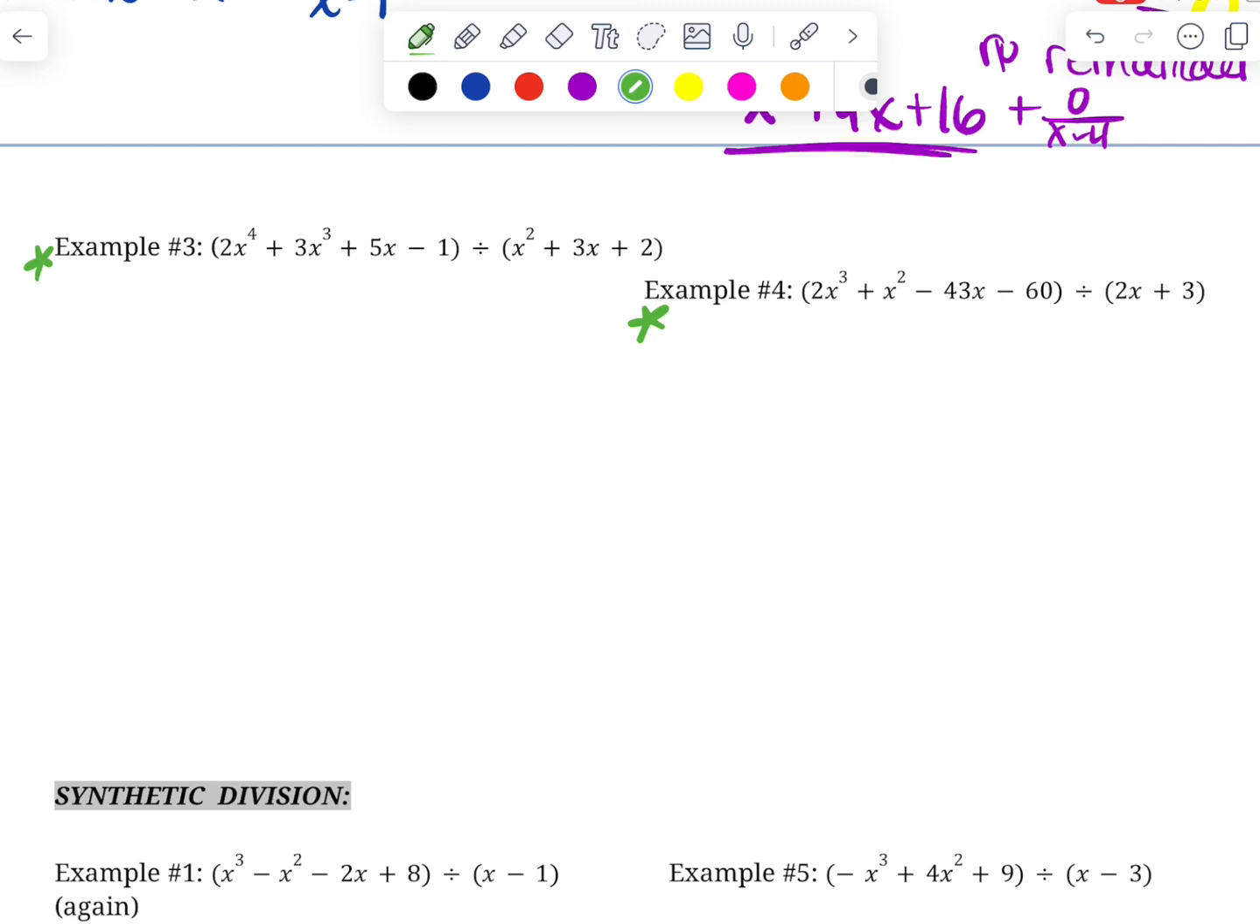All right, hopefully at least you've got the setup part down. We're going to start with number 4. 2x plus 3 outside as our divisor, and then 2x cubed plus x squared minus 43x minus 60 goes inside.